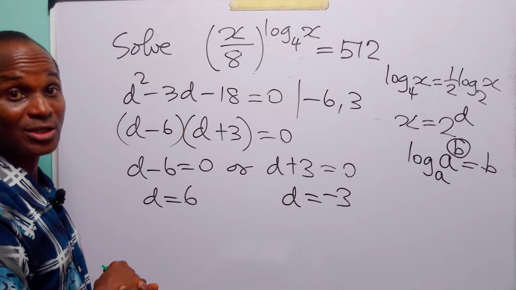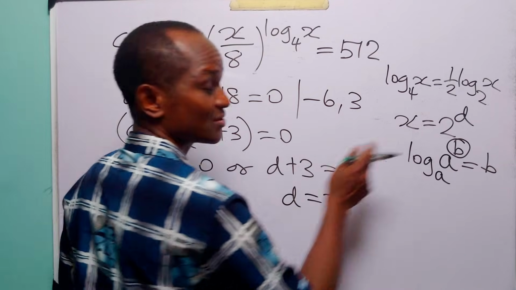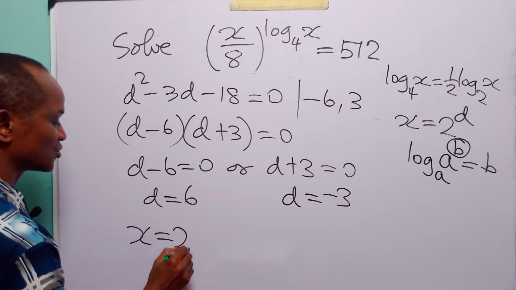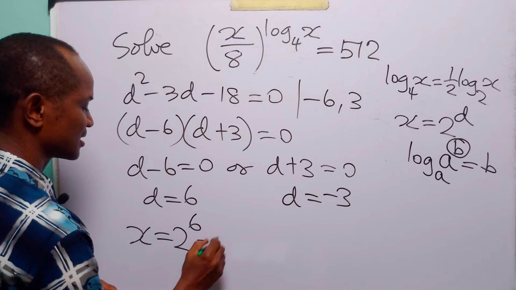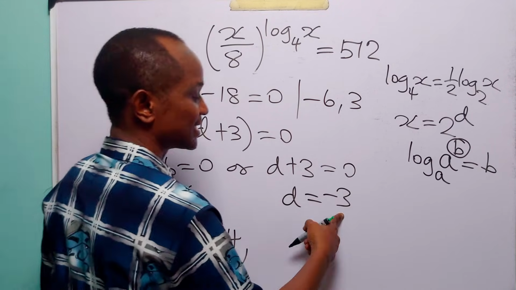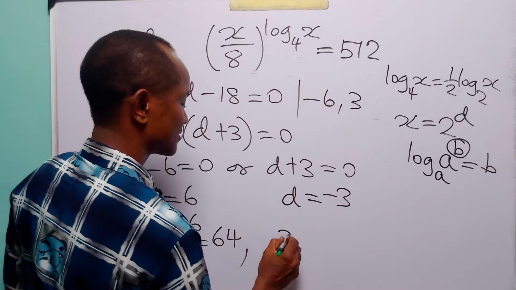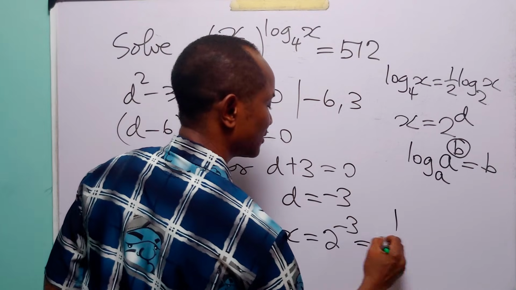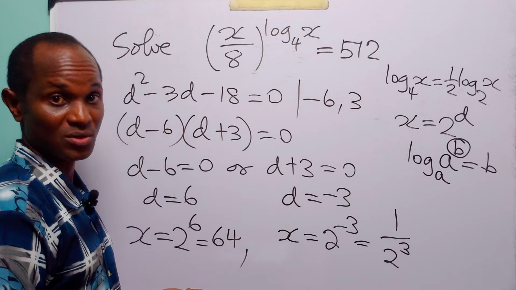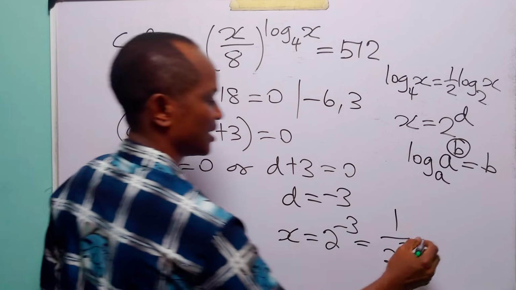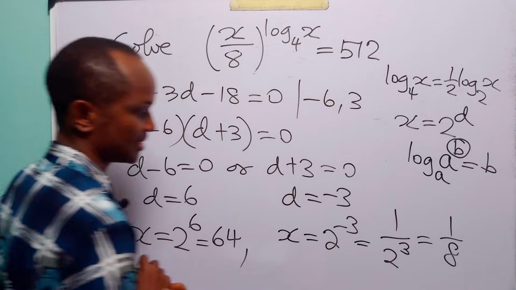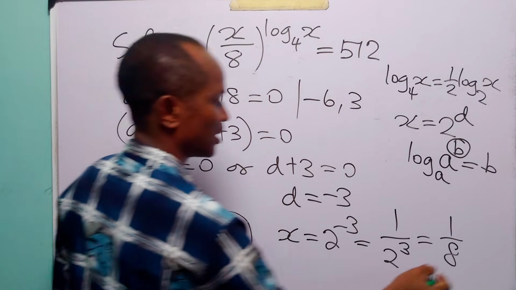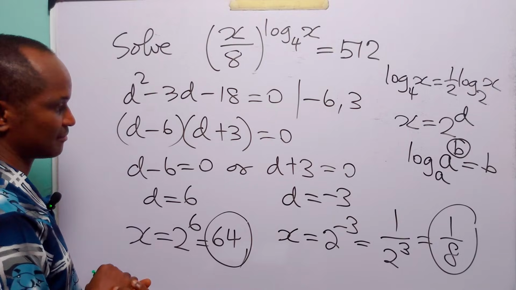Now that we have found the values of d, to find the value of x, we go back to this equation. So when d is equal to 6, we have that x is equal to 2 to the power 6, which is 64. And when d is equal to minus 3, we have that x is equal to 2 to the power minus 3, which is the same as 1 over 2 to the power 3. And of course, you know that 2 to the power 3 is equal to 8. So this is 1 over 8. So the two values of x that satisfy this equation are 64 and 1 over 8.